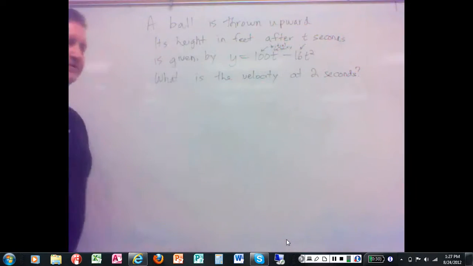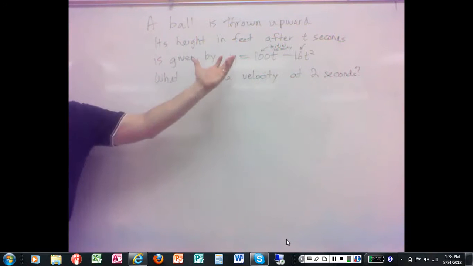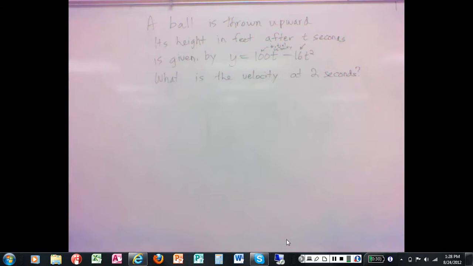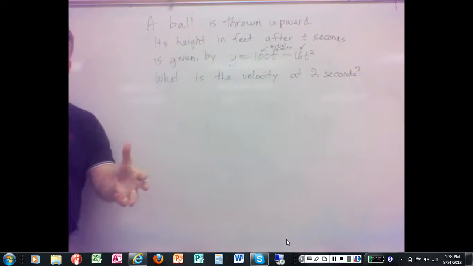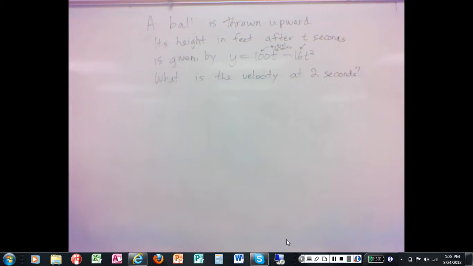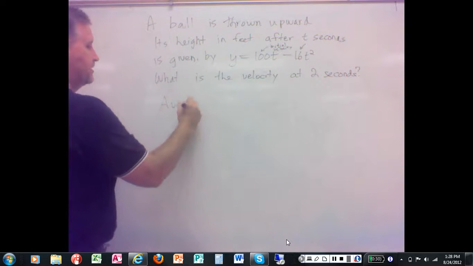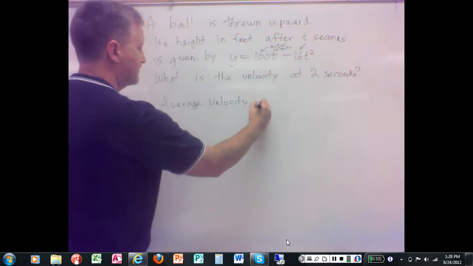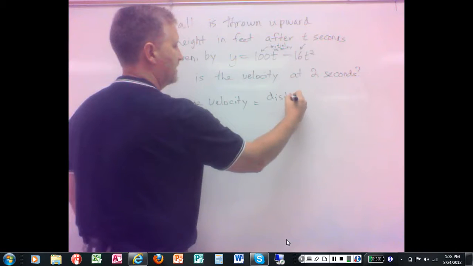Well, that's a good question, because the function just gives me height. You plug in a t value, it gives you height. So how are you going to get the instantaneous velocity, what velocity it has at 2, just from that equation? It turns out we can do it, like I said, with a little bit of the idea of limits. What we're going to start off with is an average velocity, or average speed, because that's what we know a little something about. It's distance divided by time.